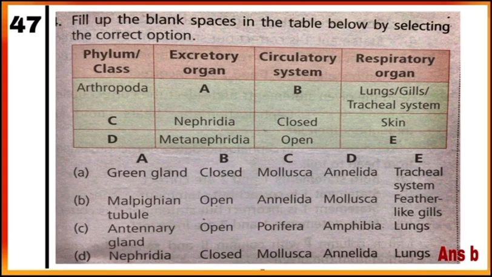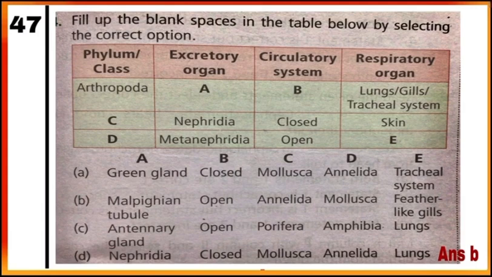Question 47. Fill up the blank spaces in the table below by selecting the correct option. The correct option is B. Let us fill the table from option B. A. Malpighian tubules are excretory organs present in Arthropoda, and B. Circulatory system is of open type in Arthropoda.